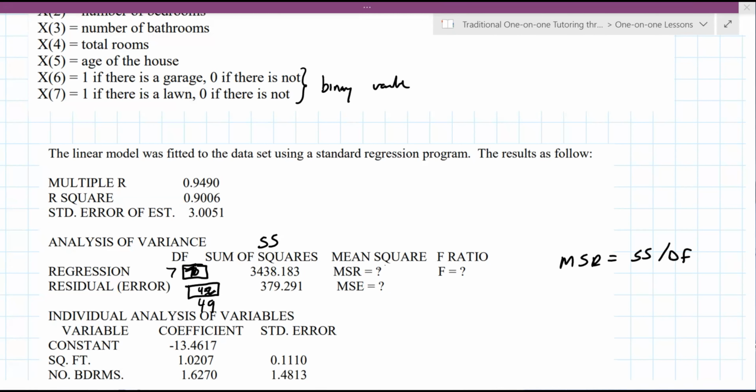Okay, so that's 497.60, and these numbers don't mean anything, so there's no way to know if it's right or wrong. I mean, that's why you let the computer do it. The mean square error, same thing. You take the sum of squares and you divide it by the degrees of freedom. So you take this other sum of squares, 379.291, divided by 49.